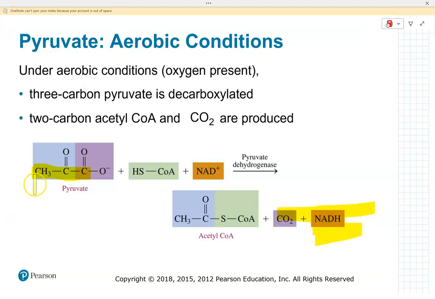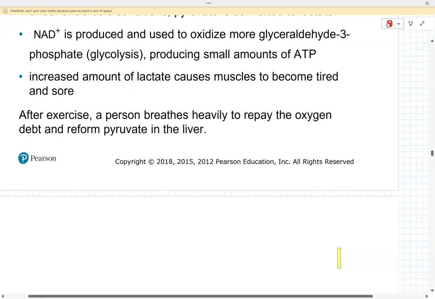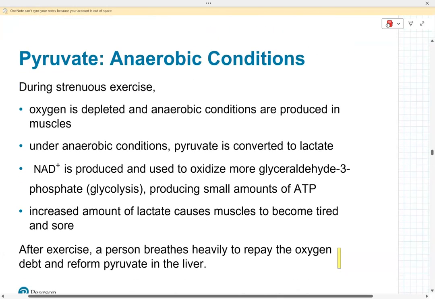Okay? How many carbons are in the pyruvate? 3. How many carbons in the acetyl group? 2. So the third carbon escapes in the form of CO2. All good? Now we have acetyl-CoA. It's going to go into Krebs cycle, but let's take a look what happens in anaerobic conditions.